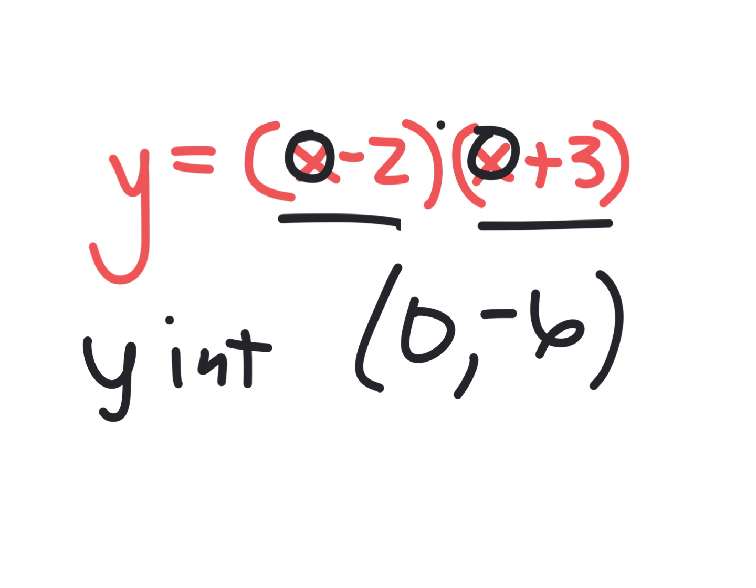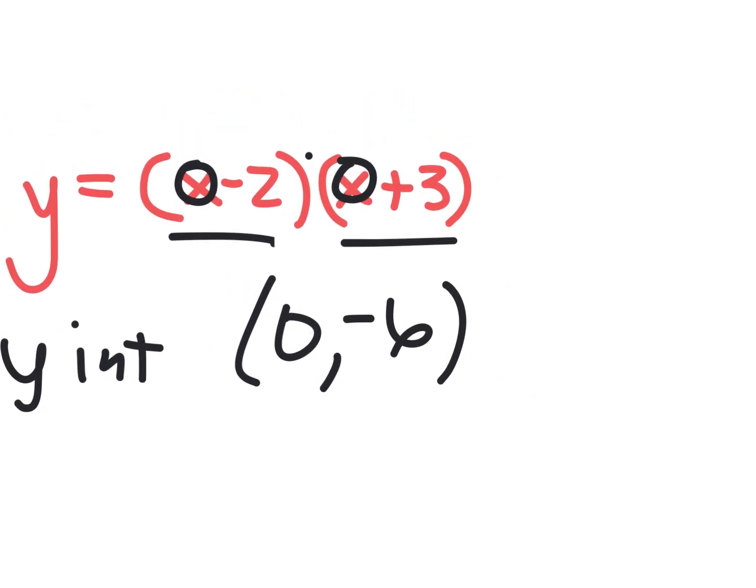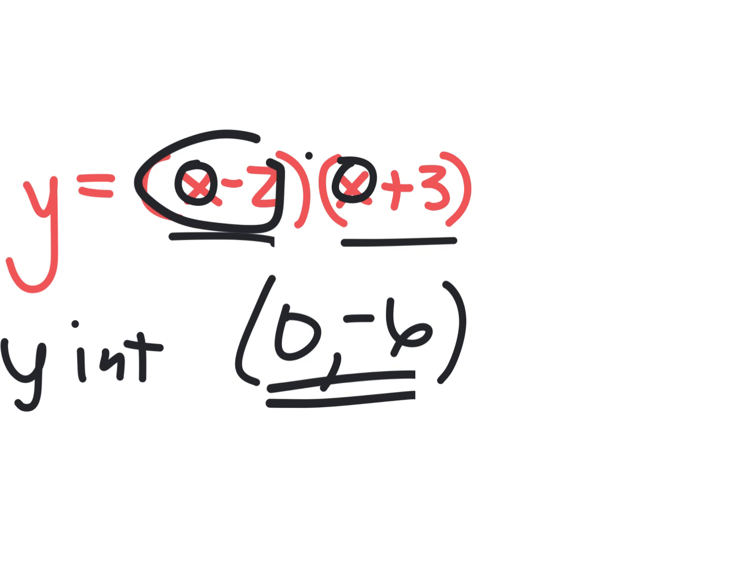Do you get that? The -6 part's easy. You just stick in 0 and it comes out to y is -6. Just don't forget it has to be a point. So if we were to graph this one, that's where it would touch the y. Where would it touch the x? At 2 and -3.